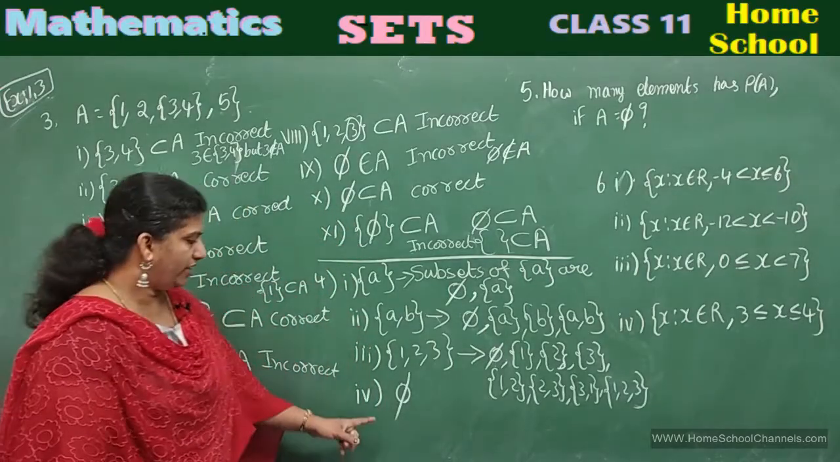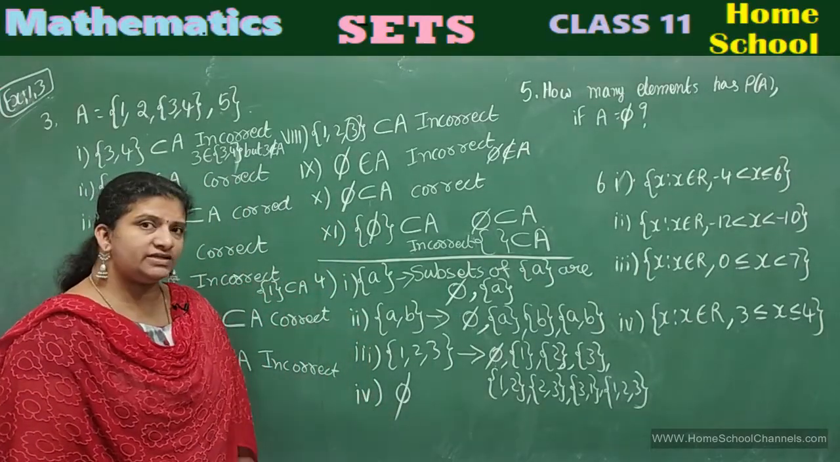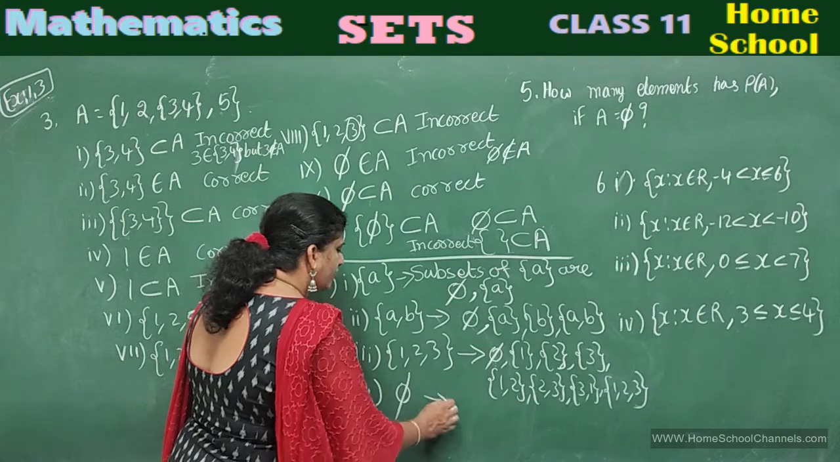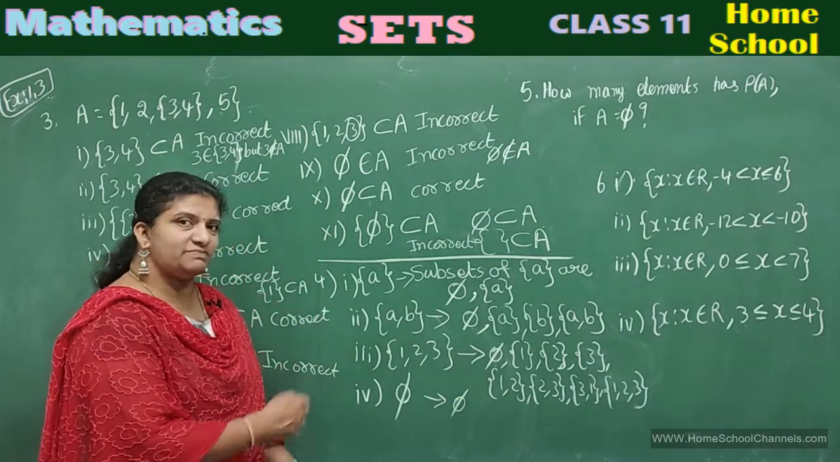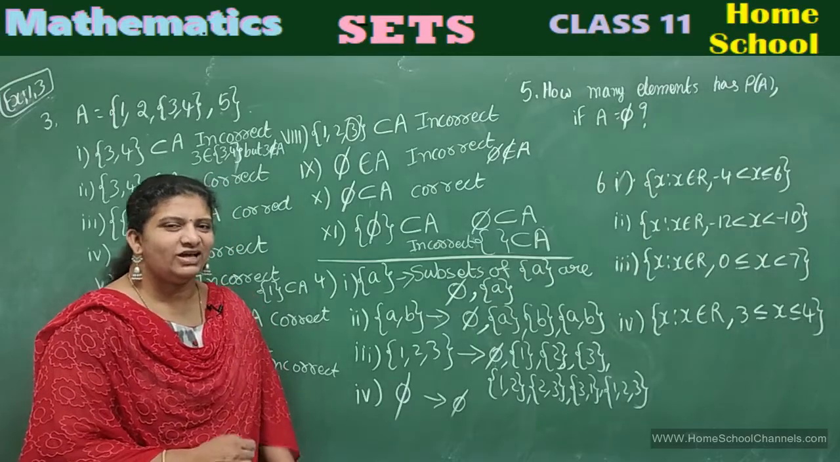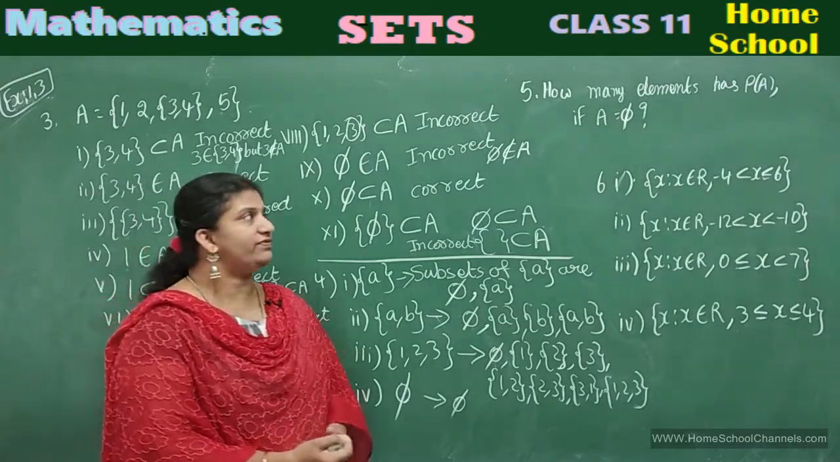Okay. So now, write the subsets for this set. How many subsets you can write with this? I cannot write any subsets. Empty set's subset is the empty set only. Okay. So the next one, fifth one.